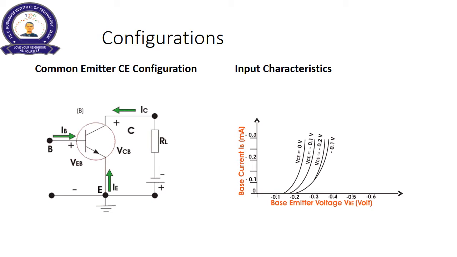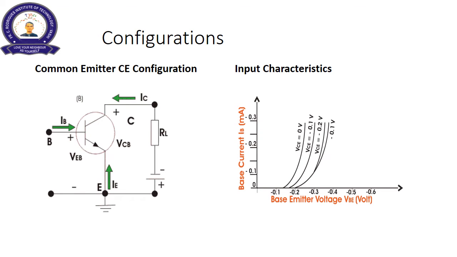The base current keeps on increasing linearly after the minimum voltage between the base and the emitter goes to 0.1 volt. Common emitter configuration: these are the input characteristics. In the same way as we did for common base, here also we go in the same fashion and plot the characteristic.